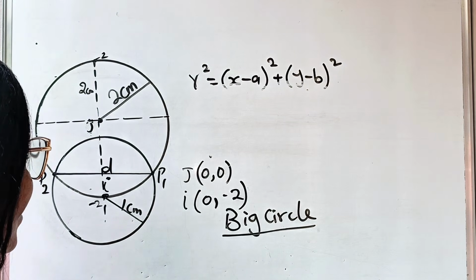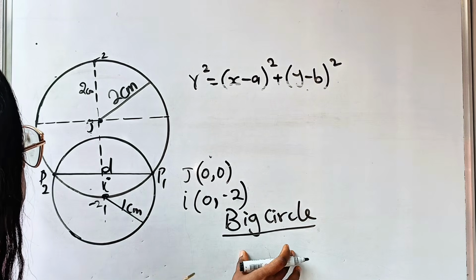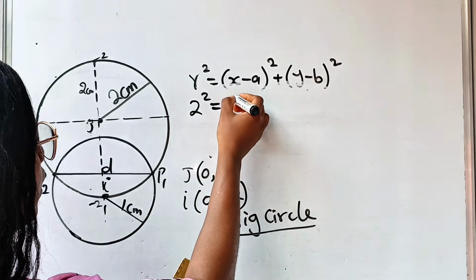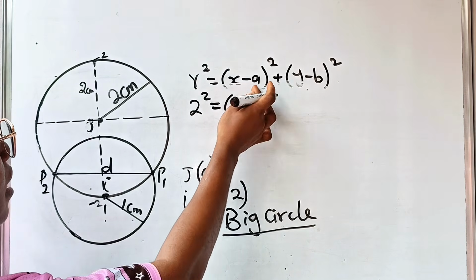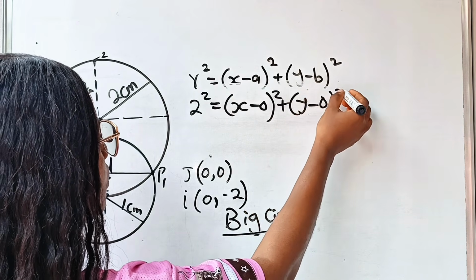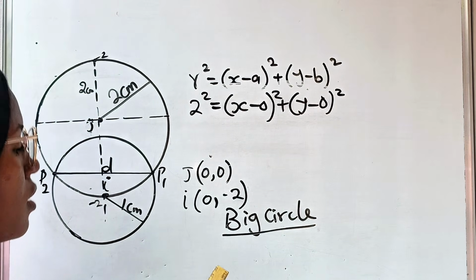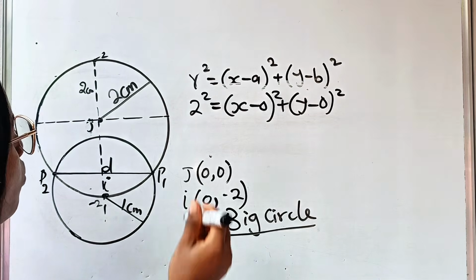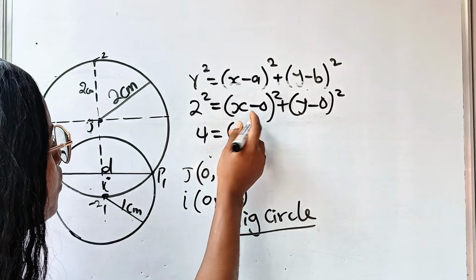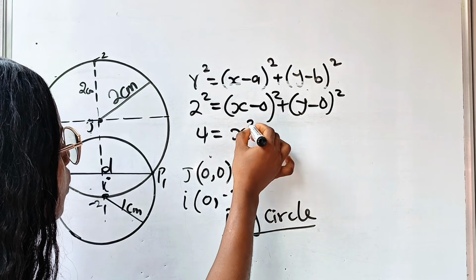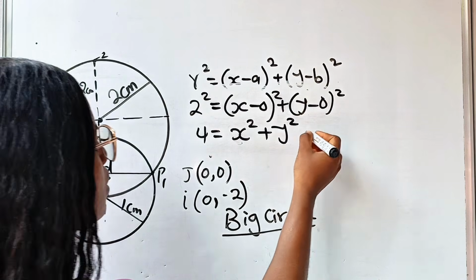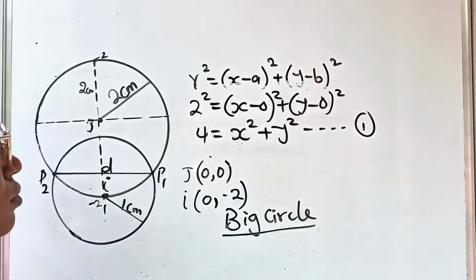Now using the equation of the circle, for the big circle, our r is 2, so we have 2 squared is equal to (x minus a, which is 0) squared plus (y minus b, which is also 0) squared. So 2 squared, which is 4, is equal to x squared plus y squared. Now let's call this equation 1.